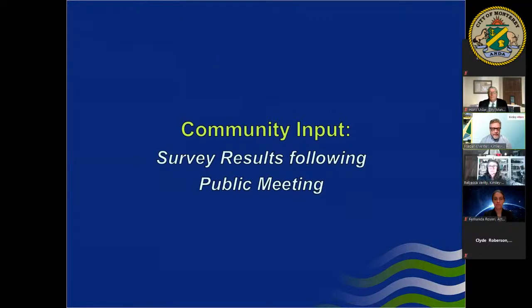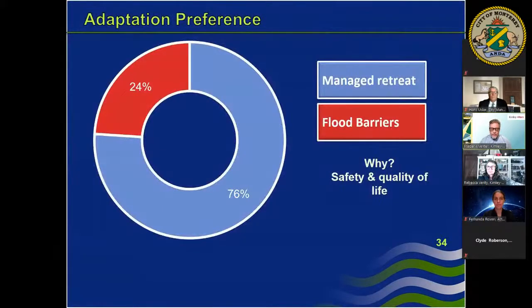Fernanda mentioned that we did a community survey back in May and June last year. I'm going to show you just a couple of highlights from that. There's a lot of real cool, great detail in the traffic study and in the adaptation report. So the bulk of the community said managed retreat is a preferred option. Why? Because of safety and also the quality of life that would be maintained. A quarter of the people did prefer the flood barriers instead.